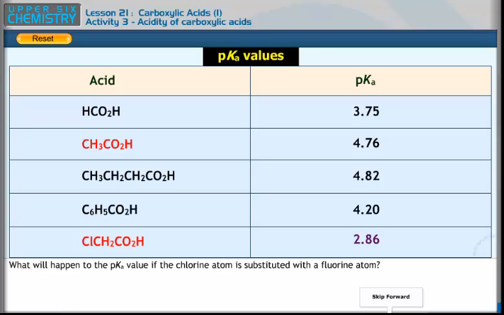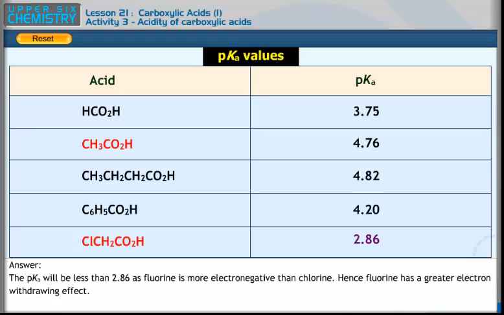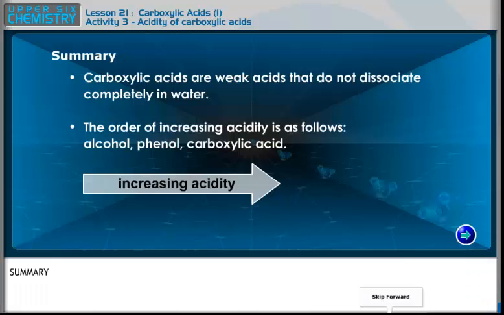What will happen to the pKa value if the chlorine atom is substituted with a fluorine atom? Answer: the pKa will be less than 2.86 as fluorine is more electronegative than chlorine. Hence, fluorine has a greater electron withdrawing effect. Summary: carboxylic acids are weak acids that do not dissociate completely in water. The order of increasing acidity is as follows.